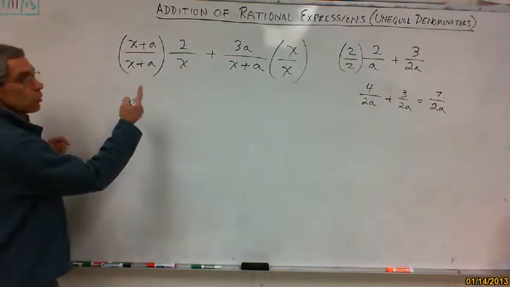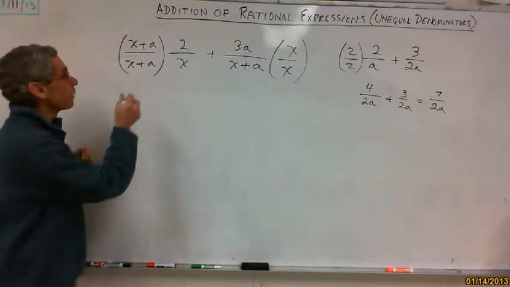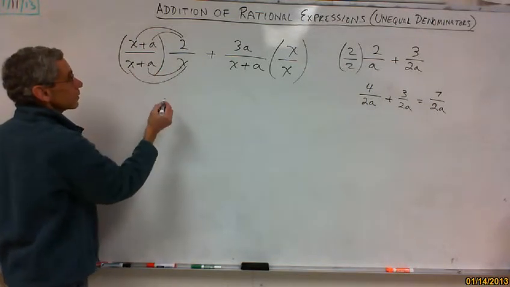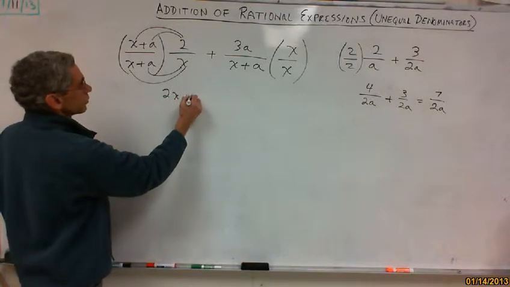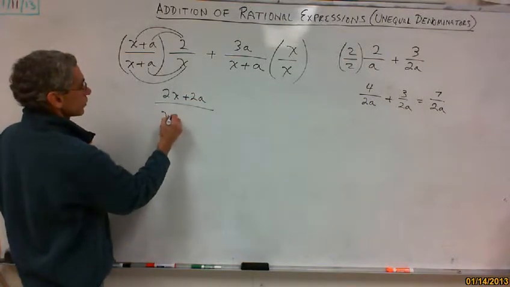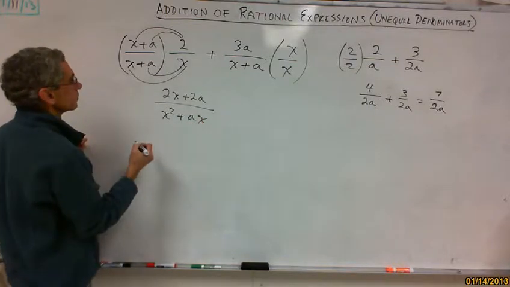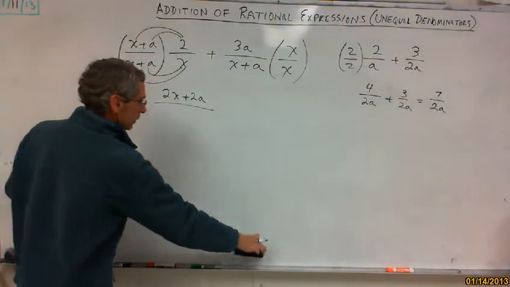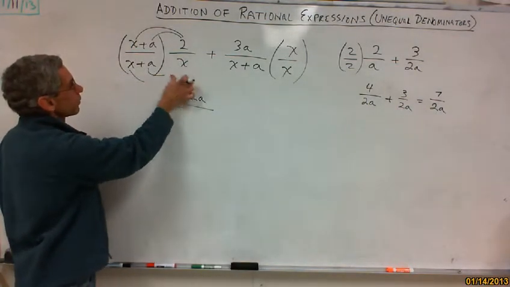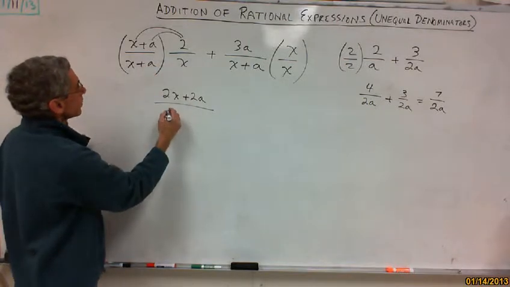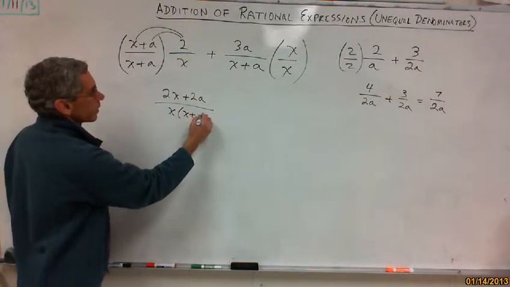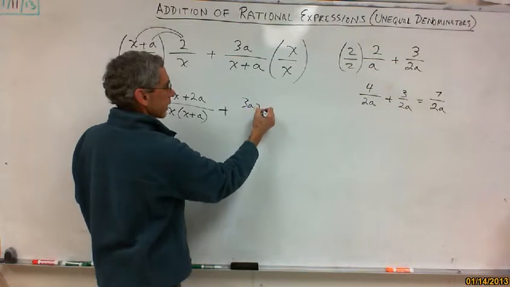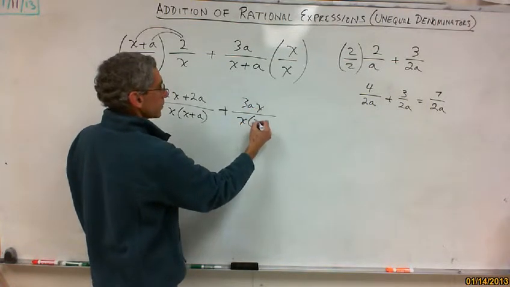Okay? So to do this, I have to use distributive property. This times this, and this times this. That would give me 2x plus 2a over x squared plus ax. Oh, actually, no, wait, on second thought, I don't even need to do that. I'm going to leave this just the way it is. I'm not going to use distributive property. I'm just going to keep the denominator as x times x plus a. And then plus 3a times x, that's 3ax over x times x plus a.